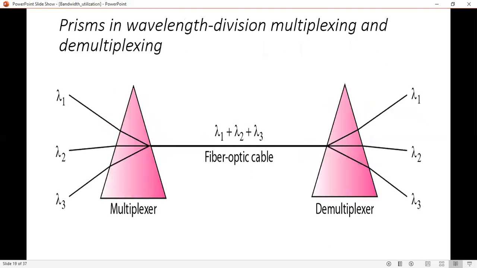Now, to combine these wavelengths, we have something called a prism. See this diagram, prisms in wavelength division multiplexing and demultiplexing, and how it is used. As suggested, to combine them, we use a prism which acts as a multiplexer, and at the receiver end we use another prism which acts as a demultiplexer. Fiber optic cable is the transmission link which we use.